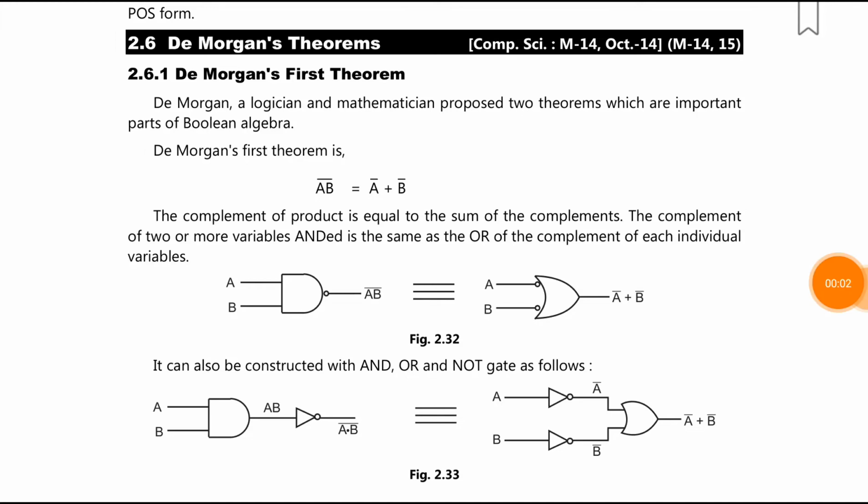So today we will see De Morgan's theorem. What is De Morgan's first theorem? De Morgan, a logician and mathematician, proposed two theorems which are important parts of Boolean algebra.